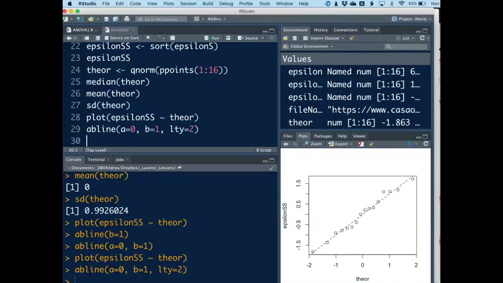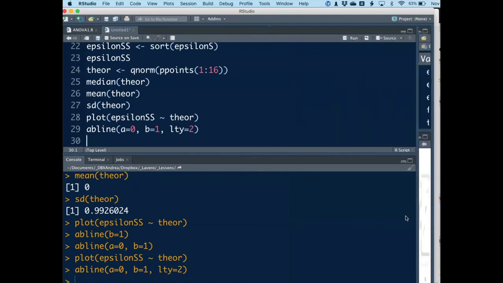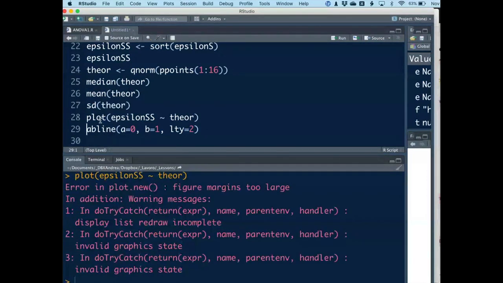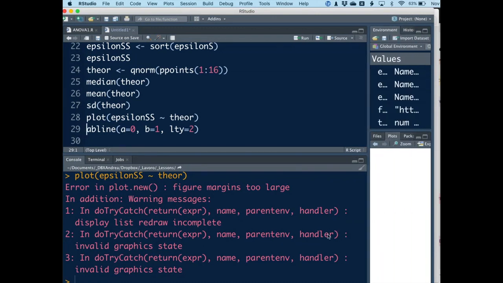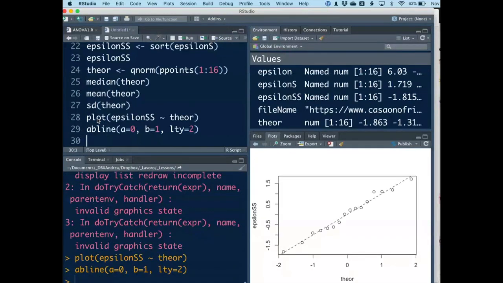Now, Florinda, your problem is that your graphical output is too small. Look, if I make a very small graphical output and I try to plot, I get an error: figure margins too large. You see here. So I need to increase the size of the graphical output. And then if I increase the size, I get everything right. Please try this solution, whether it works. Otherwise, let me know.